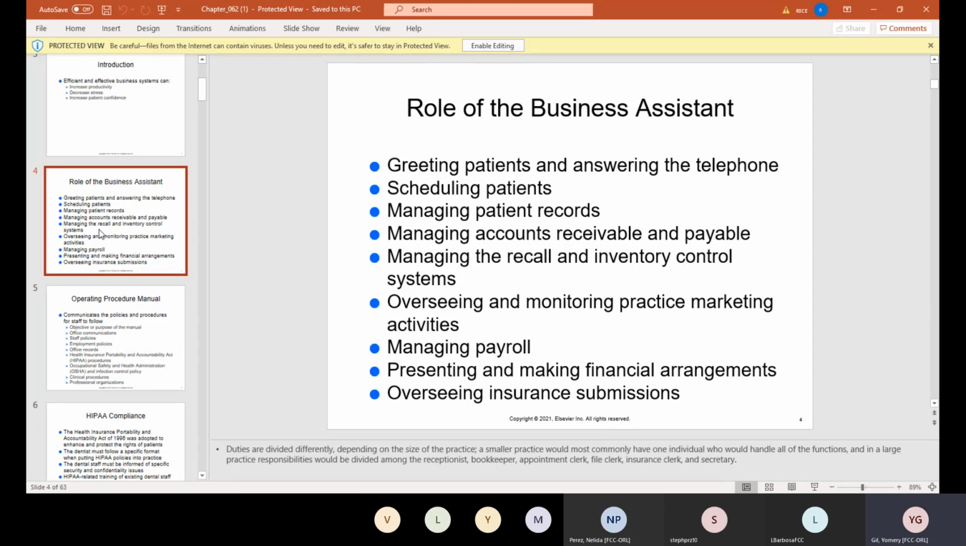They schedule the patients. They're the first people that the patients will see when they walk into the office. They answer the telephones. They will basically manage patient records. They have to make sure that they put together the patient charts for new patients, or when a patient hasn't been in the office, they have to do an updated medical history and updated paperwork, basically.